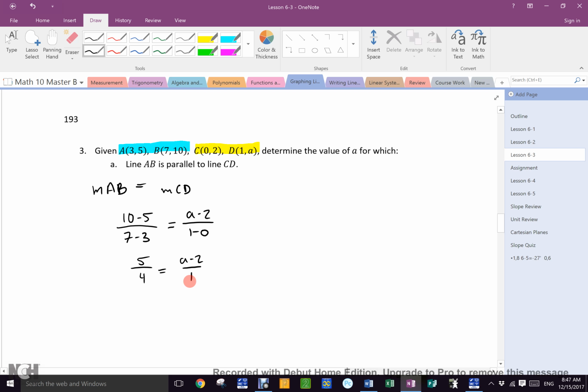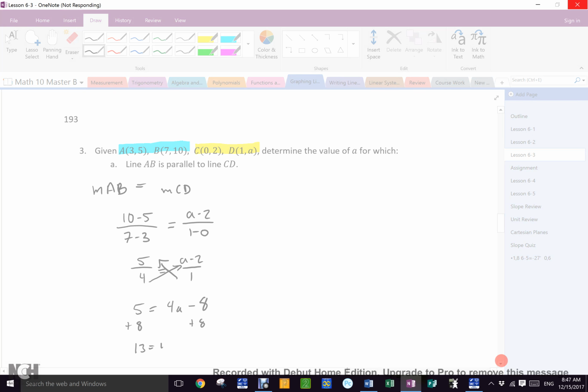What do I get to do whenever I have fraction equals fraction? Cross multiply. So, what is 1 times 5? 5 equals, what's 4 times A? 4A minus what? 8. Absolutely correct. Now what? Isolate A. How? Add 8 to both sides. 13 equals 4A. Now what? Divide both sides by 4 to get A equals what?